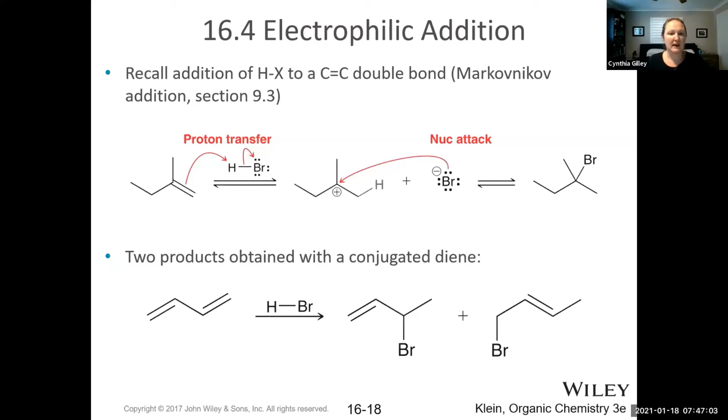Okay, let's start talking about electrophilic addition. Recall from either chapter 8 or chapter 9, depending on the book edition that you're using, last semester, when we talked about addition reactions of alkenes, if we have an alkene, the pi bond will react with HBr. The first step is proton transfer, leading to the more stable carbocation. Then bromide will do a nucleophilic attack, leading to the addition of H and Br overall. This would be a Markovnikov addition, so we call this a Markovnikov hydrohalogenation reaction.